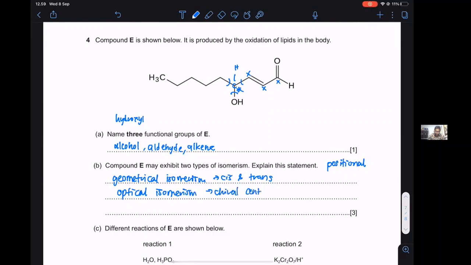As long as you say positional, you take 1, you will get only 2 marks. But if you ignore positional and mention these 2, geometrical isomerism and optical isomerism, once you find these 2, automatically you will get 3 marks. But if you don't find these 2 and you do a combination, positional isomerism, structural isomerism, and maybe 1 of it geometrical isomerism, you will get only 2 marks. So please take note.